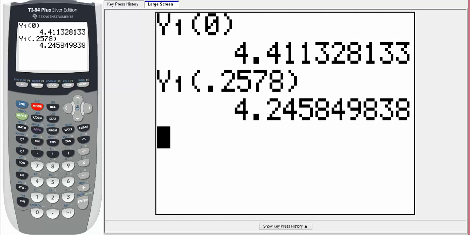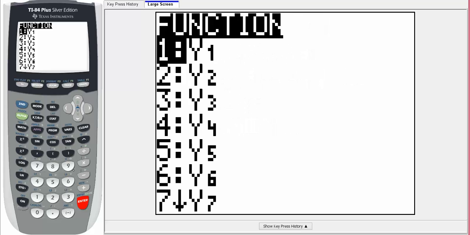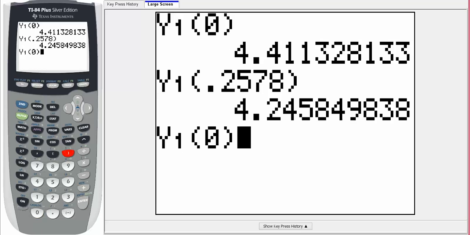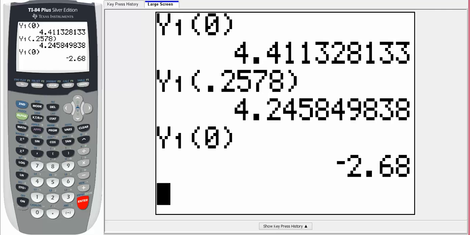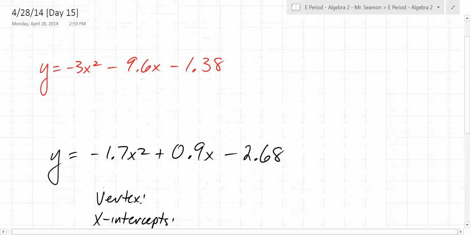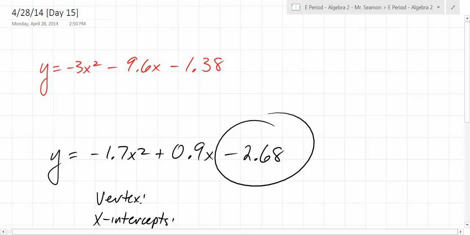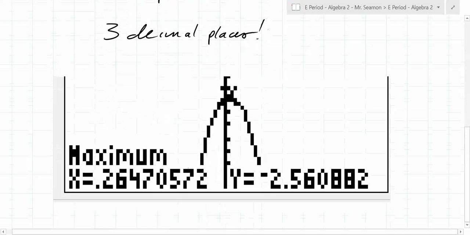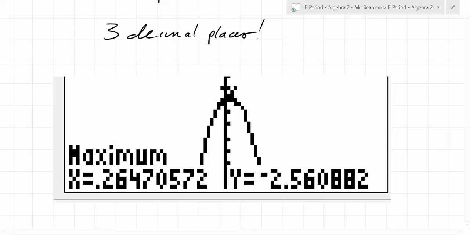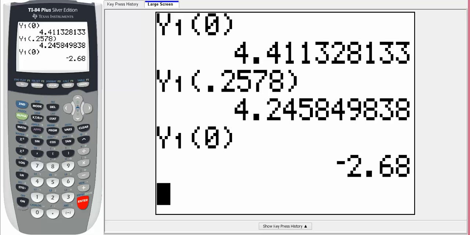So what you can do is vars, y vars, 0. This evaluates the function when x is equal to 0, and you hit enter. You should get negative 2.68, because on our function, what was the number out here? Negative 2.68. When x is 0, what happens to these terms? They go away. So you automatically know that it's going to be a little bit less. We got negative 2.68. Excellent.